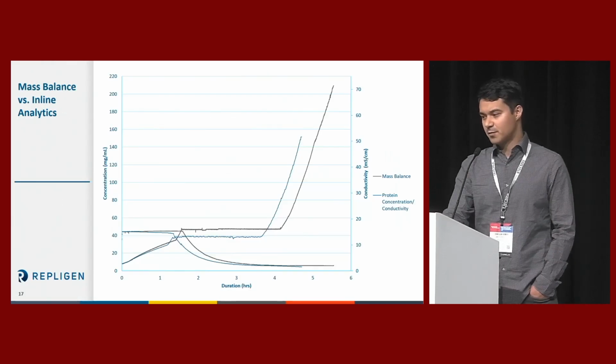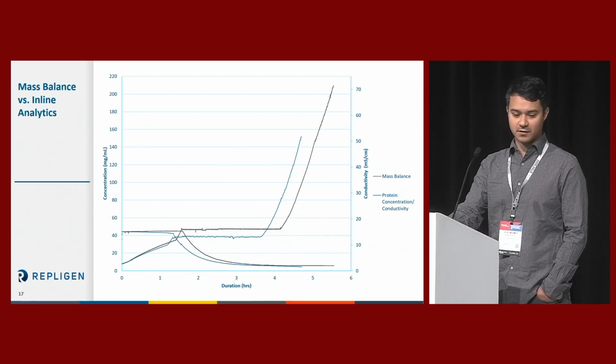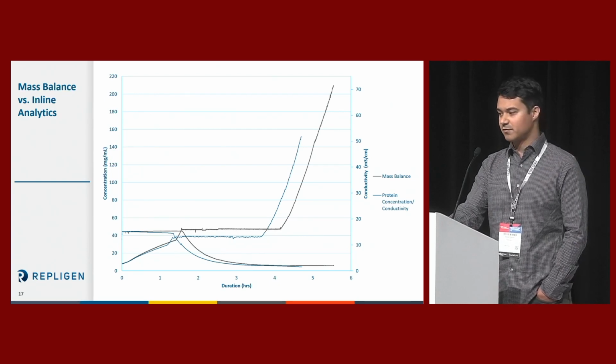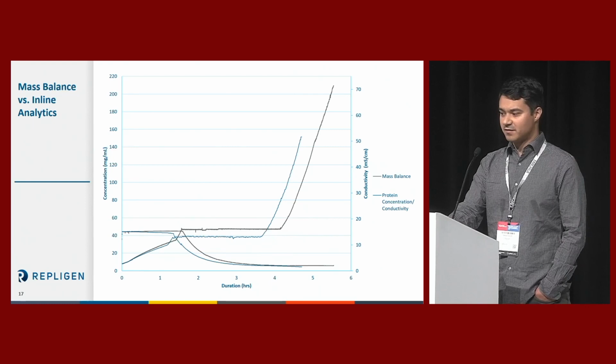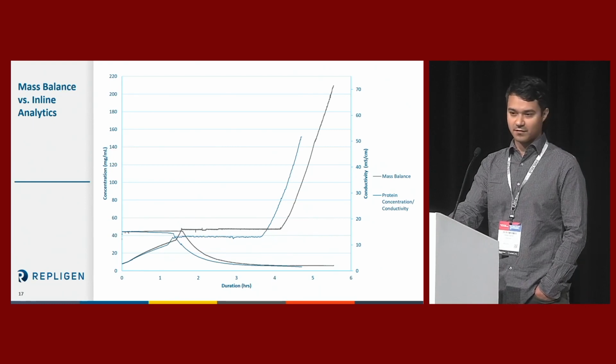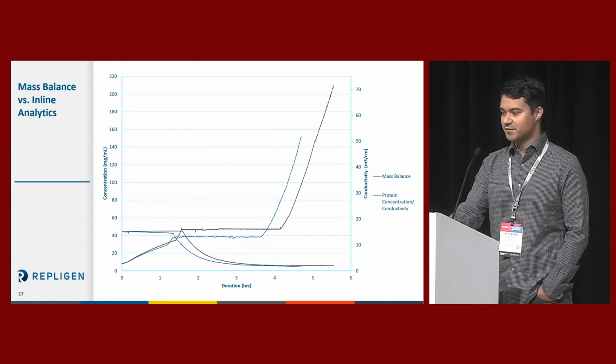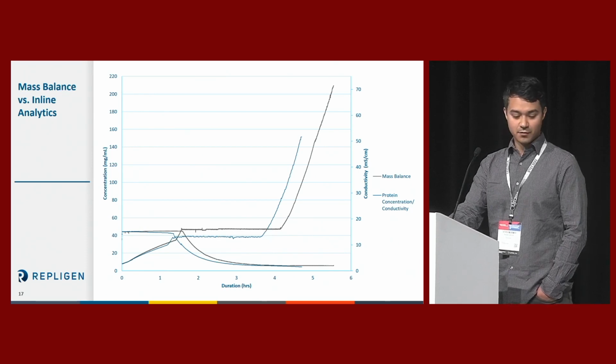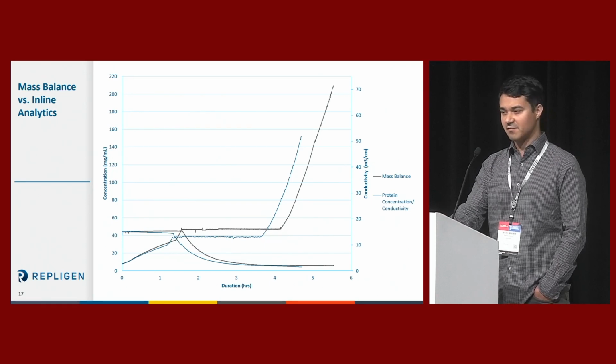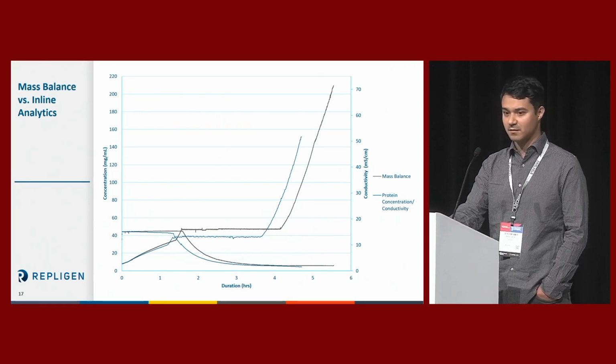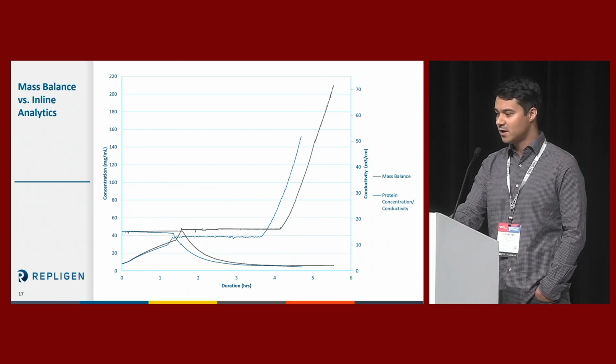All right, so the results show a much more efficient process when using inline analytics. In this data, we can see that the concentration targets are all met within a few percentage points. And the diafiltration actually ended as soon as that conductivity of the buffer exchange was complete. So if you compare that to the mass balance, you can see there was some overshoot in the concentration targets. There was additional time spent in diafiltration mode beyond what was needed to achieve the exchange that we wanted.